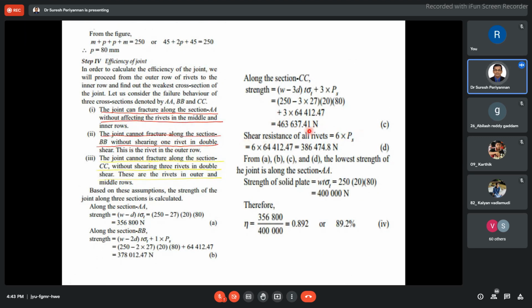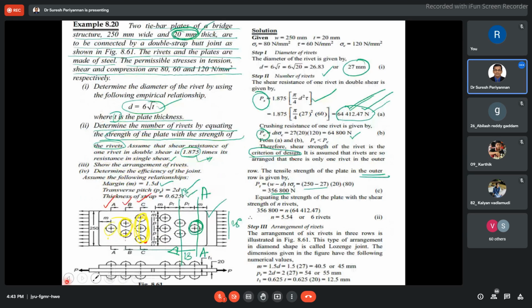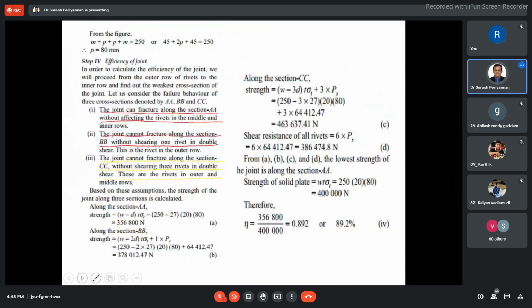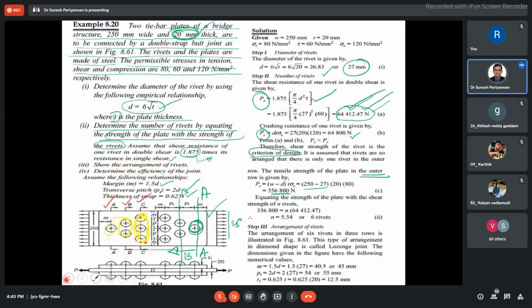What is the shear resistance of all rivets? 1, 2, 3, 4, 5, 6. The total number of rivets is 6, so 6 into PS. We already know PS, we found it earlier, here. This is the total shear resistance.